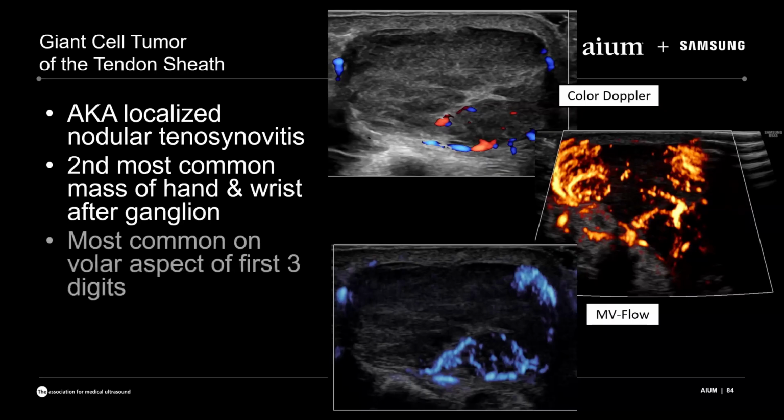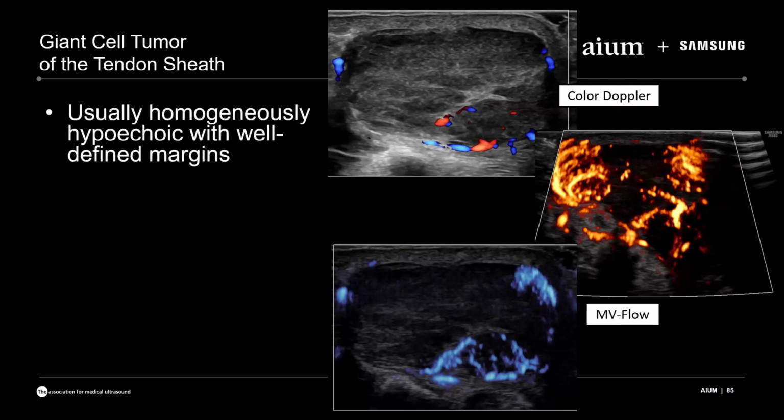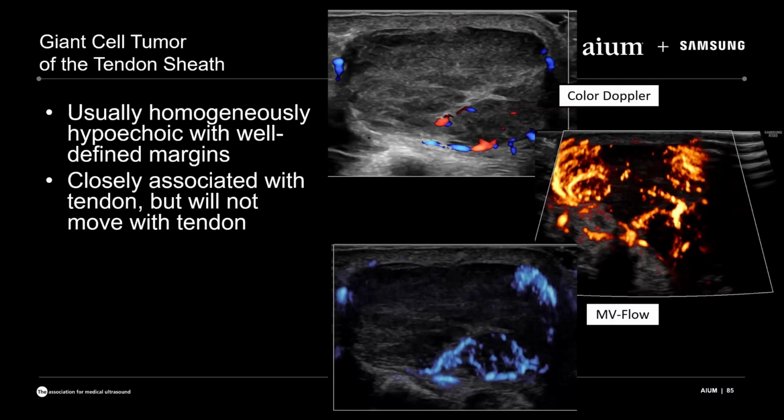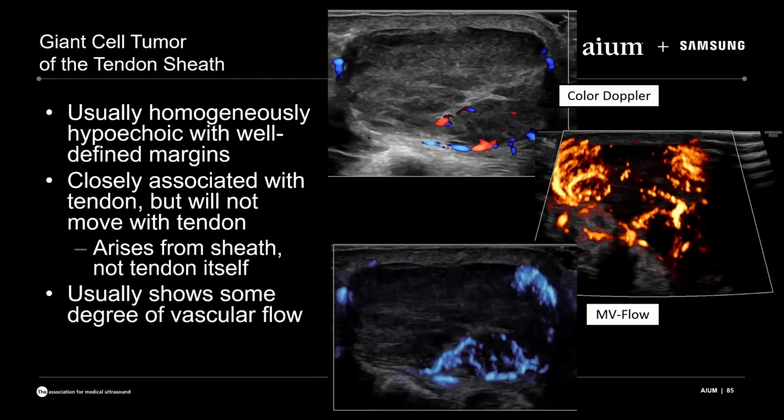So it's the second most common mass of the hand and wrist after a ganglion cyst. And we see this most commonly on the first three fingers. So that includes the thumb. That's the first finger. And it's usually homogeneously hypoechoic with these well-defined margins, closely associated with the tendon, but will not move with the tendon because it arises from the sheath. And it usually shows some degree of vascular flow.